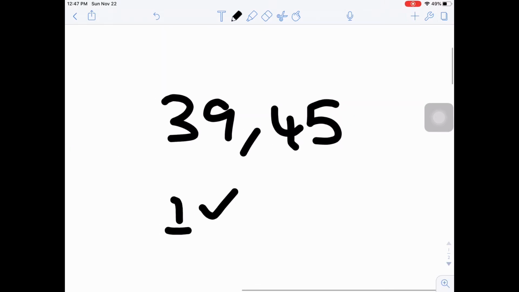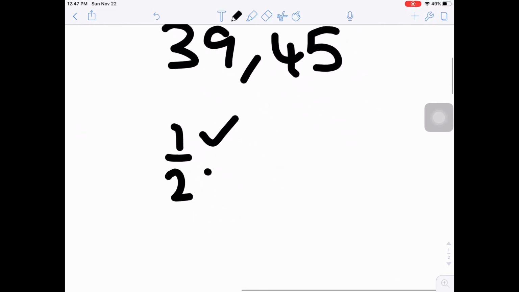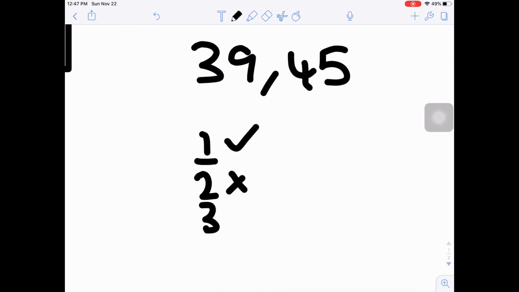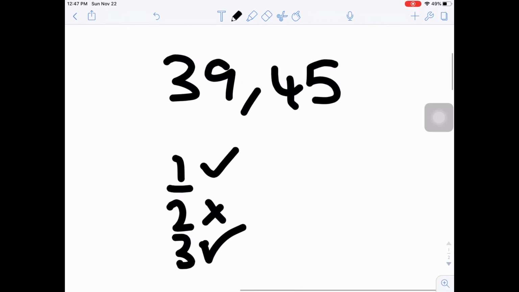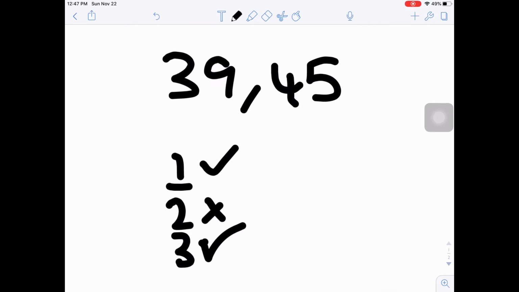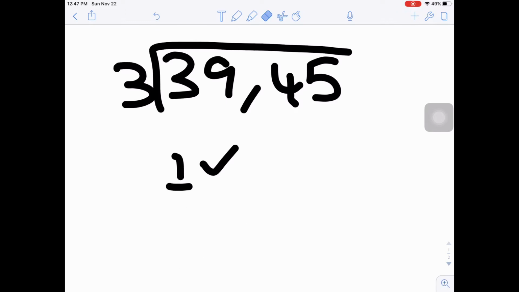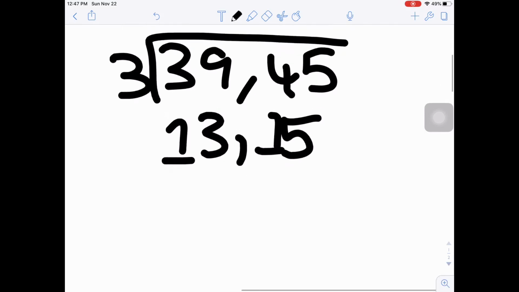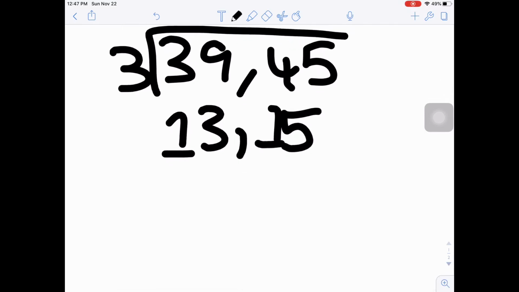First, you have to find the number that can divide both numbers, and it should be the largest. In this case, it's 3. 39 divided by 3 is 13, and 45 divided by 3 is 15. There we go. Now you can't really find a common number here because 13 is a prime number.